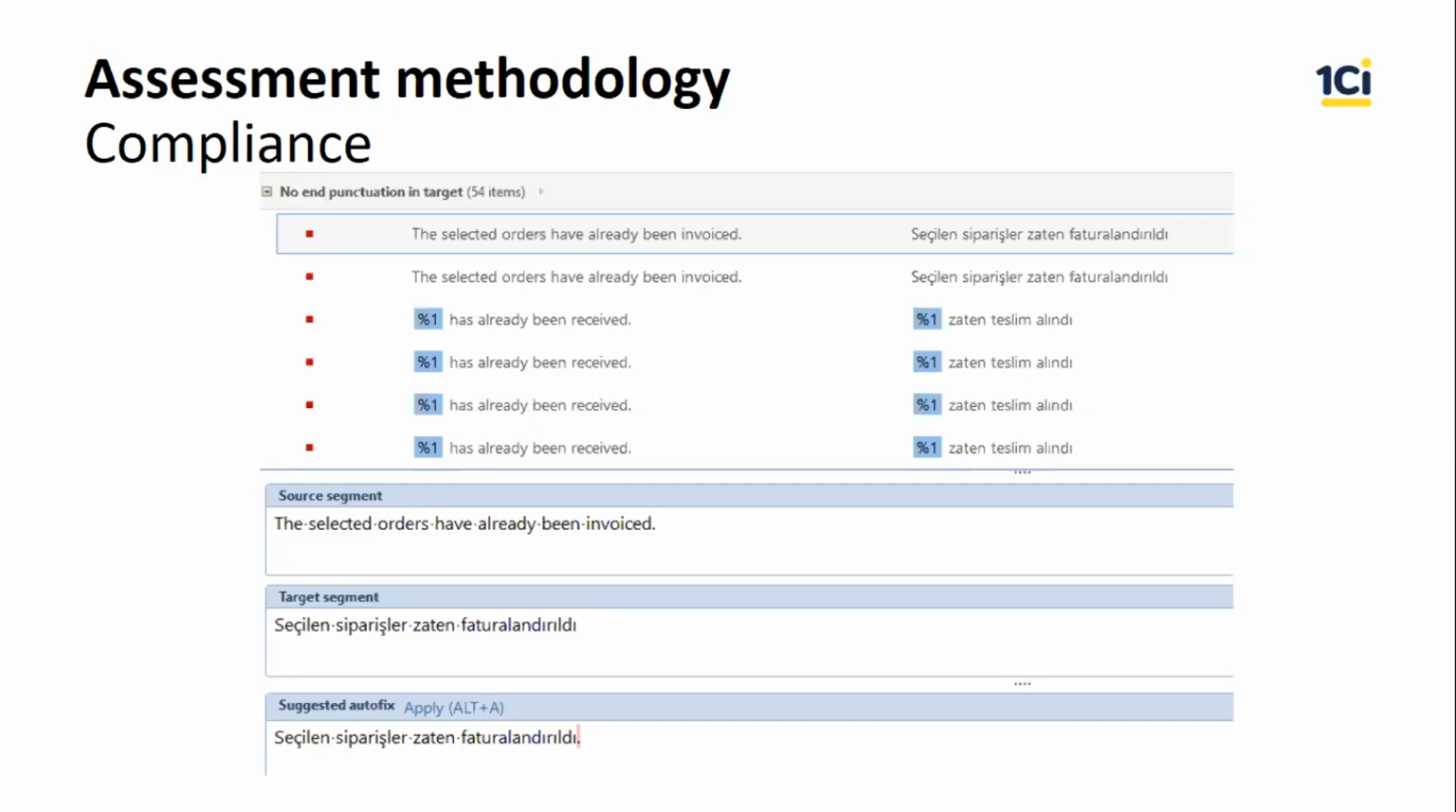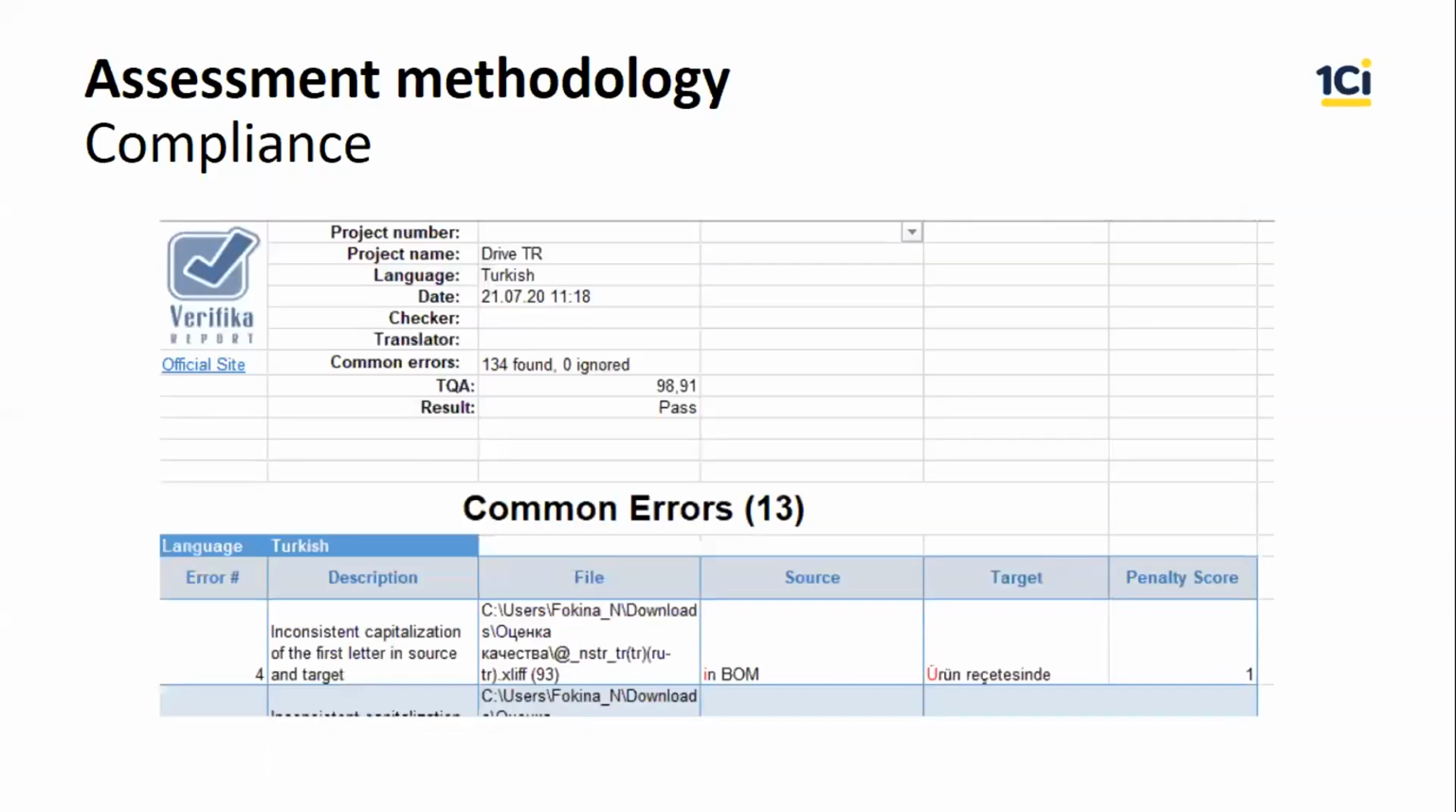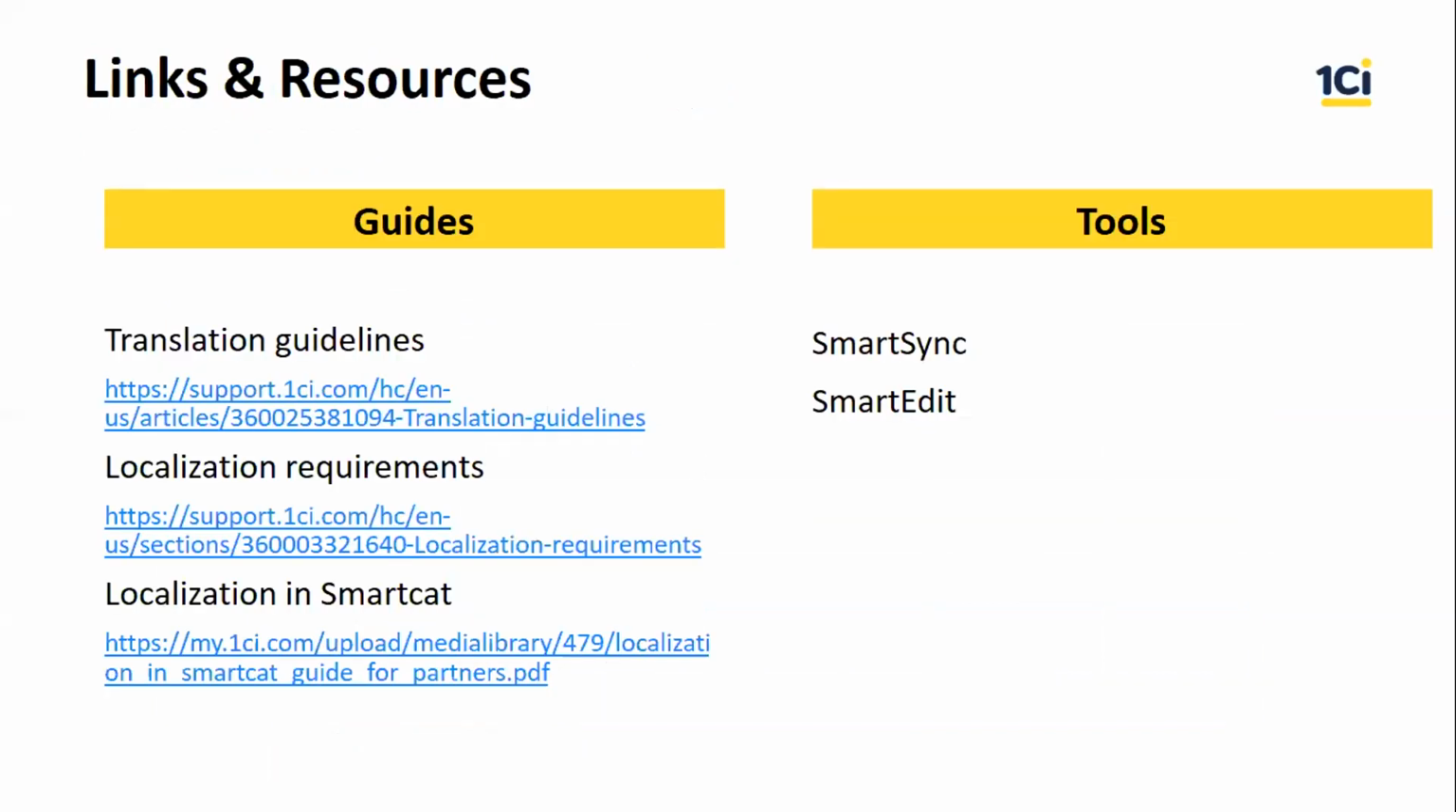To make the process easier, we use Verifika. It is a third-party tool which shows such mistakes as typos, glossary mismatch, inconsistent translation, double spacing, and much, much more. It can also generate a report and show the penalty score. After the quality assessment is complete, the application is ready to release.